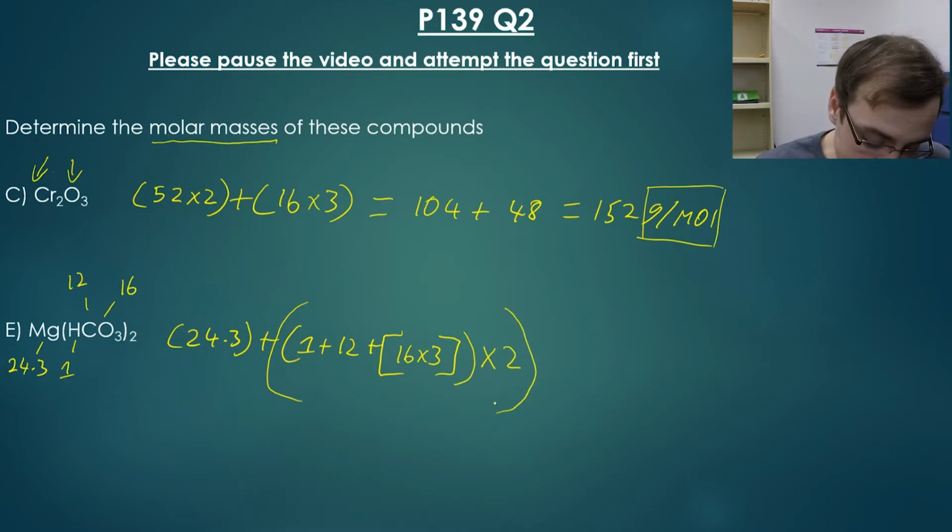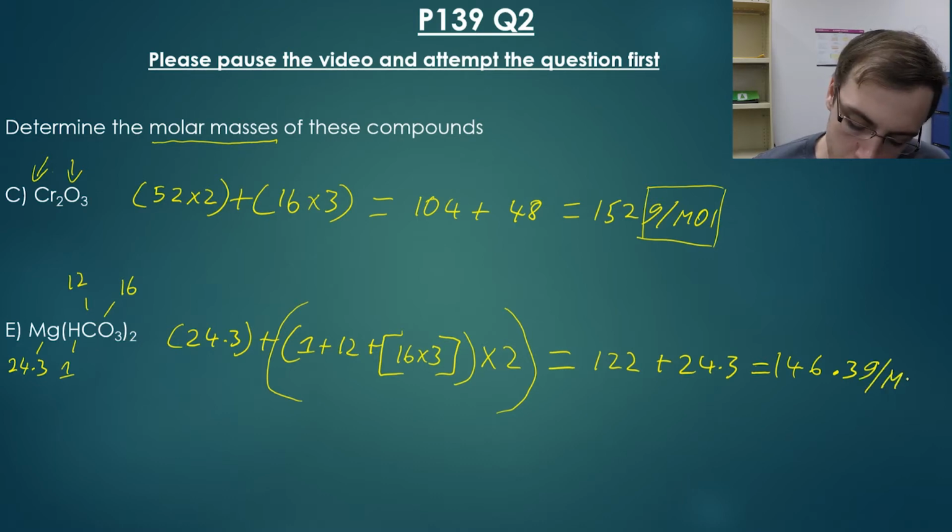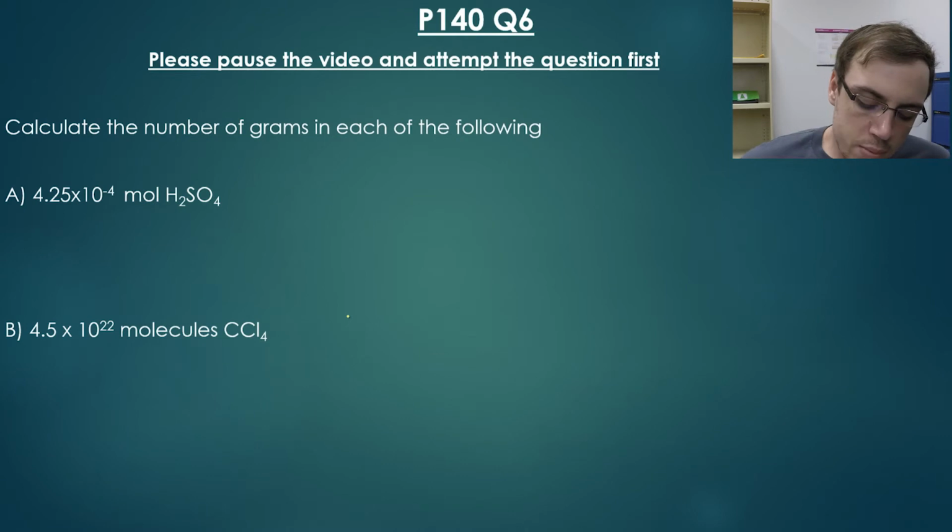Now, the reason for that is because we have, and this is denoted by this little subscript here, 2 lots of everything inside here. It means we have 2 lots of hydrogens, 2 carbons, and 6 oxygens. So we multiply this part here by 2. And so our molar mass for Mg(HCO3)2 is going to be 146.3 grams per mole.